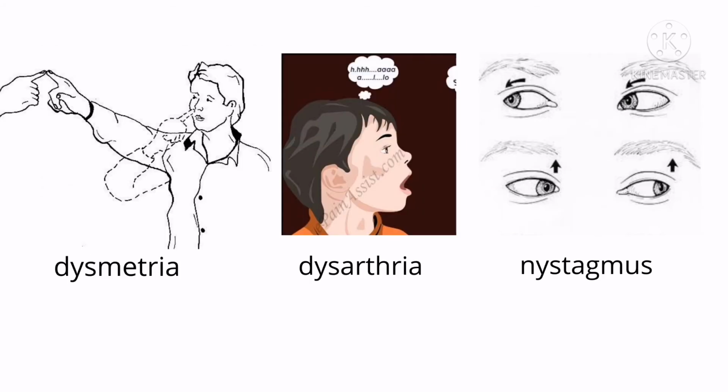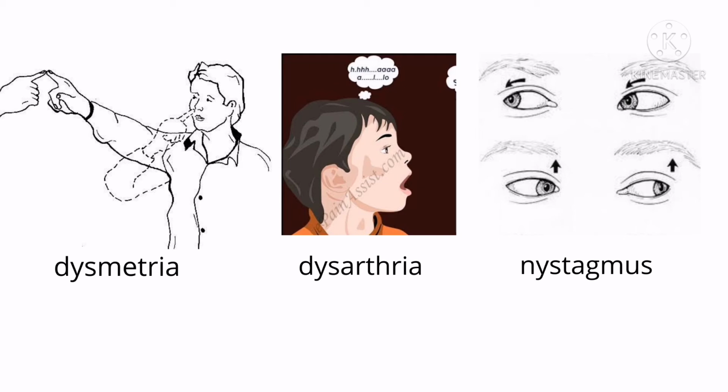Dysmetria is basically the inability to estimate a distance correctly when performing a specific movement. For example, when the patient is asked to touch the tip of their nose with the index finger, they will either pass that point or they will hit the nose somewhere else.